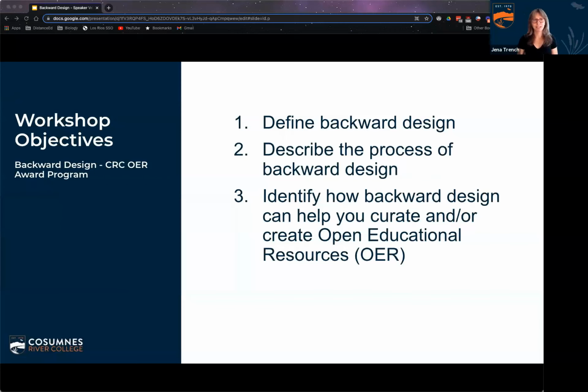So the objectives for today's workshop are to, one, define backward design. What is backward design? And then to describe the process of backward design and to talk a little bit about how we can use backward design in the development of both online and face-to-face courses. And our last objective of the day is to identify how we can use backward design to help us curate and/or create open educational resources. Because as I mentioned before, this workshop is part of a series of workshops for the CRC OER Award Program.